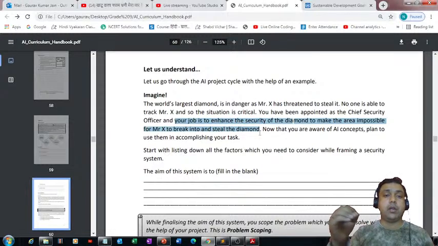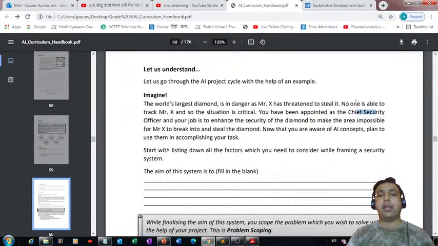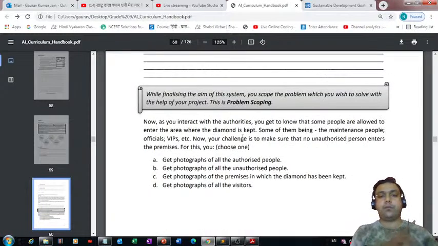Now we'll have to first find out the problem here. The problem is that we are the chief security officer, and as chief security officer, we'll have to develop a highly secure system which can help us in protecting this diamond from Mr. X. So the objective is to develop a highly secure intelligent system which can help us in protecting this diamond from Mr. X. This is our problem. Fine. So we are done with this first stage.